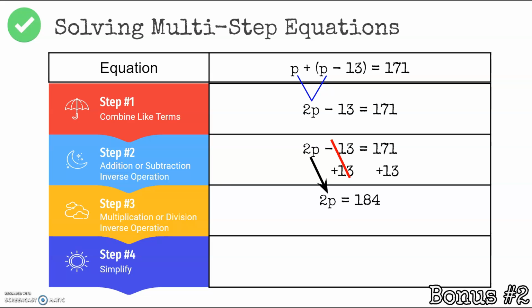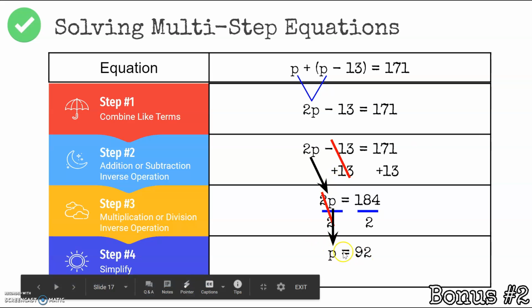All right, so the 2 and the P together are multiplying since they're side by side. The inverse operation of multiplication is division. So I'm going to divide by 2. What I do to one side, I have to do to the other side. That cancels out that 2, which leaves me the P. 184 divided by 2 equals 92. I bring that P down. So now that P equals 92, I can plug that in.